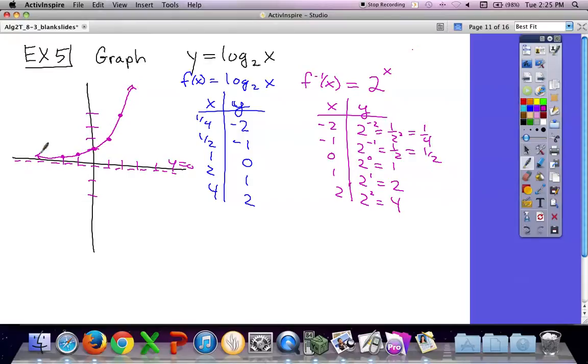If I graph this set of points in blue, then I'm going to get 1/4, -2. So 1/4, -2, 1/2, -1, 1, 0, 2, 1, and 4, 2. Connect them up.